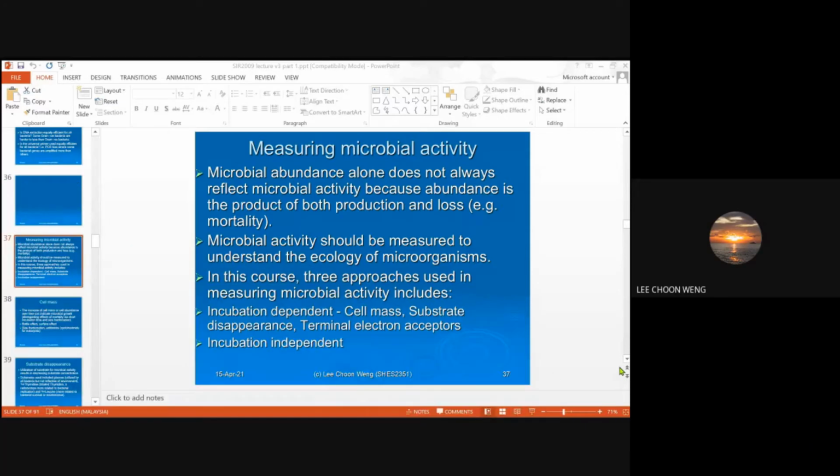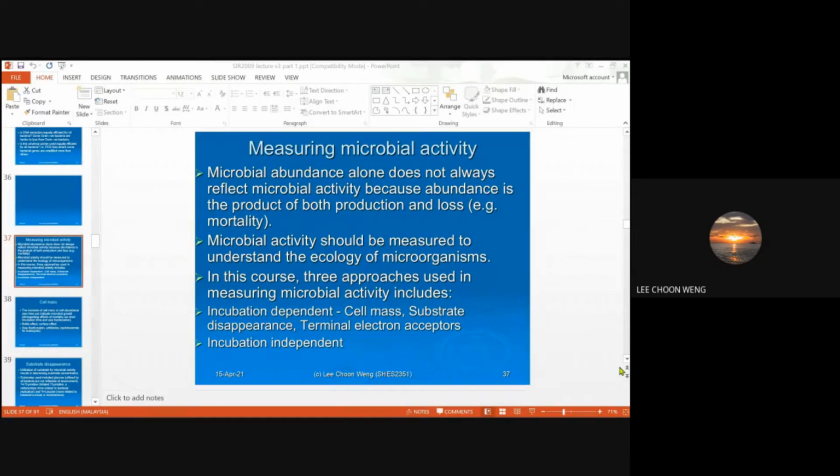Microbial abundance and diversity. But knowing how many are present, knowing which type is present, is not enough. You need to know whether they are active or not. I mean, what kind of processes are they carrying out in the environment? So you have to measure the microbial activity in order to better understand their ecology in the environment.